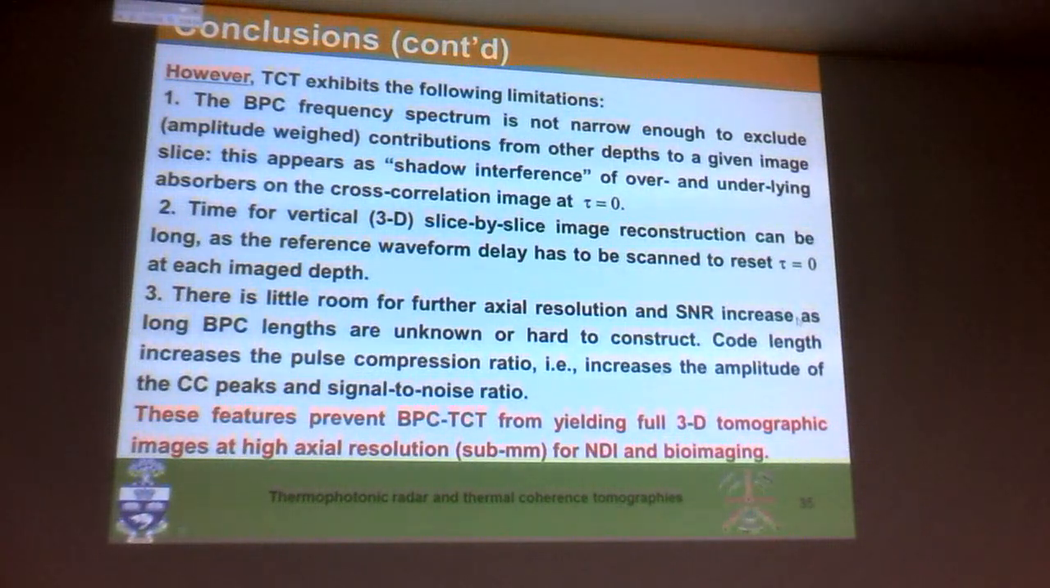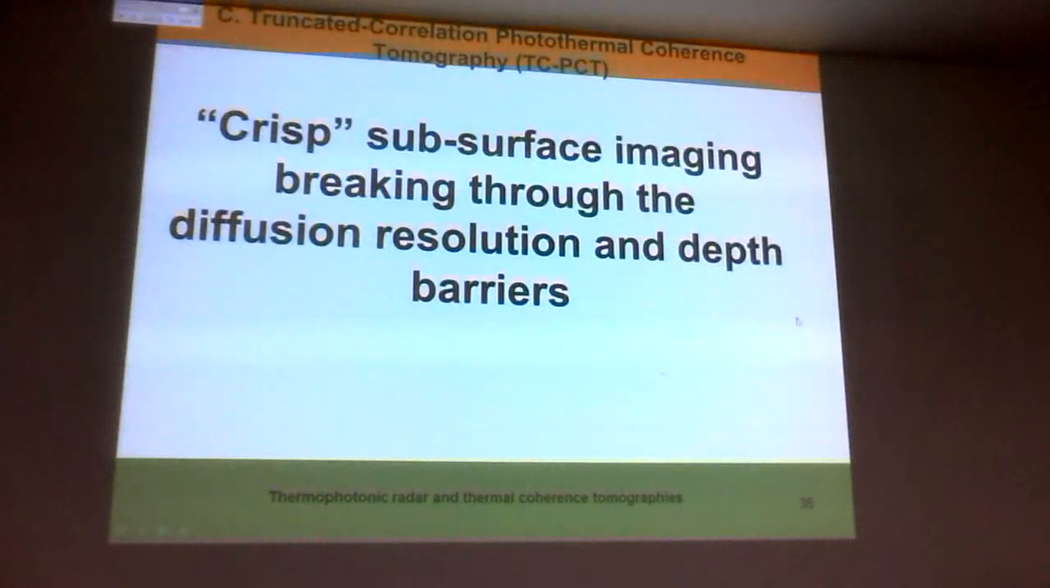That's the same effect we had with photoacoustics. We tried this with photoacoustics, but we could not devise too many of these codes. So you have to have long codes in order to get a narrower half width. Well, those codes are not known. So those features prevent this methodology from becoming the 3D imaging methodology that we want it to be, with high resolution. So what is the answer to that?